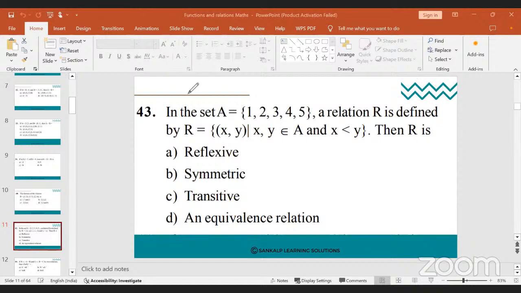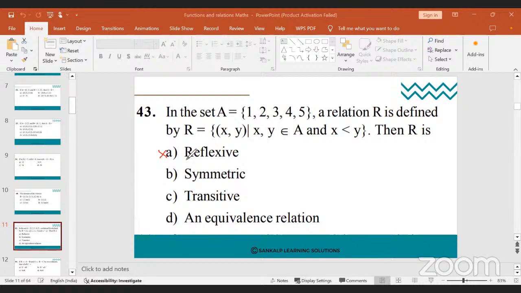So try to understand. Now I start giving the explanation for this. You can see that x is neither less than nor equal to x. So R is not reflexive. So this option is cancelled. Correct? Okay, next. Try to solve this by the elimination method.